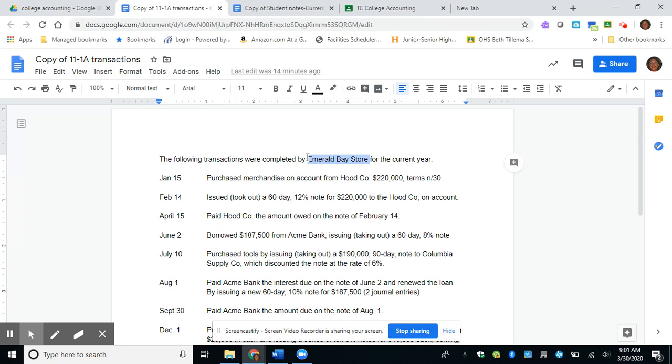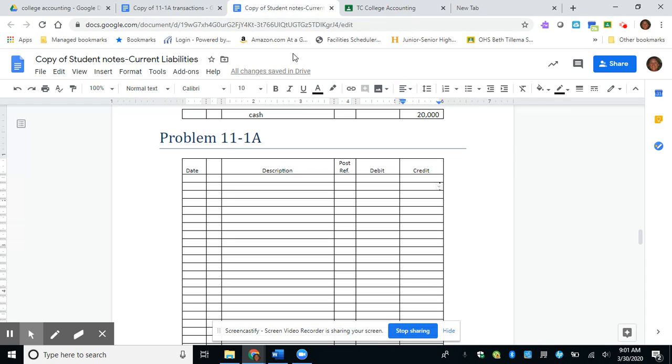We are the Emerald Bay stores. So we are buying stuff to put on our shelves. We are taking out some loans and paying off some stuff. So here are all of the transactions. I'm going to start with January 15th. So I'm going to go to my journal and put in January 15th.